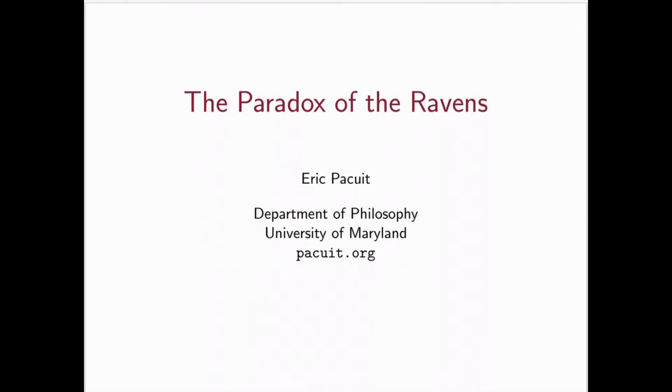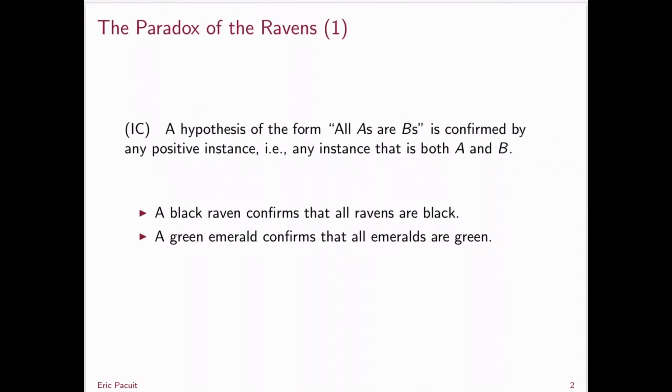In this video, I want to introduce a very important paradox of confirmation. This is known as the paradox of the raven. The paradox of the ravens rests on two key assumptions, or two key principles. The first is the principle that a hypothesis of the form all A's are B's is confirmed by any positive instance. That is, any instance that is both an A and a B confirms the hypothesis that all A's are B's. I'll call this the IC principle for instance confirmation.